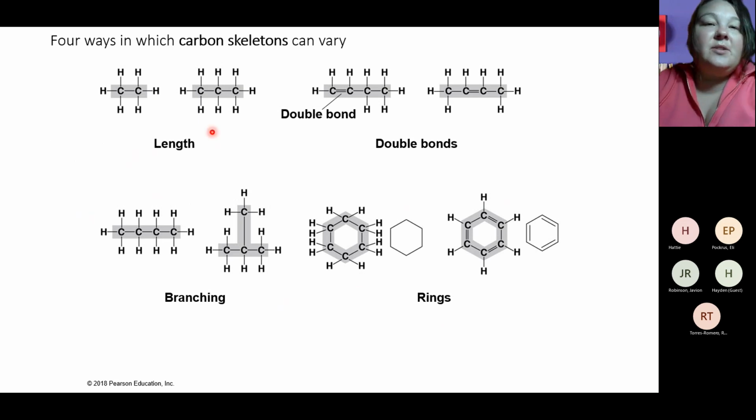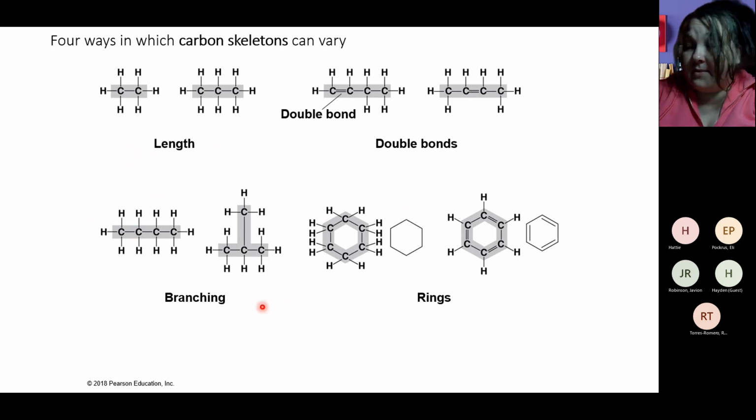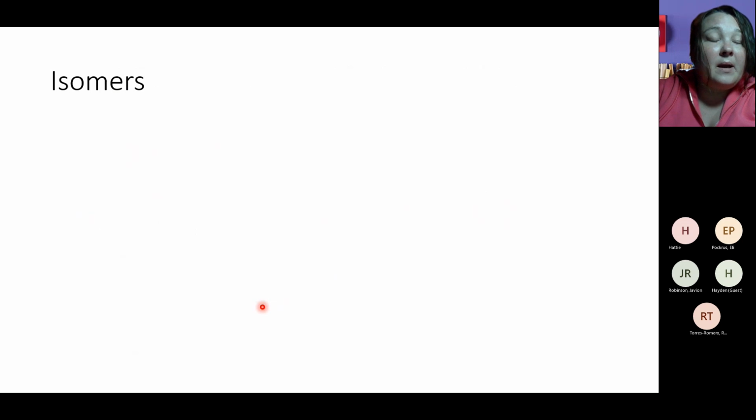These things you do not need to memorize. I just wanted to show you these are some different ways that carbon skeletons can be different from one another. So we can have double bonds right here. They could be a ring structure. Here's the hydrocarbon that we were just looking at. They could be branched. And these are just a few of the many ways in which carbon skeletons can vary.